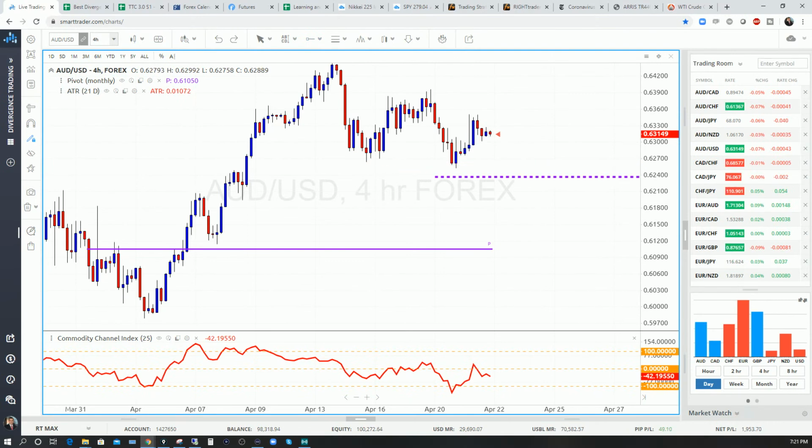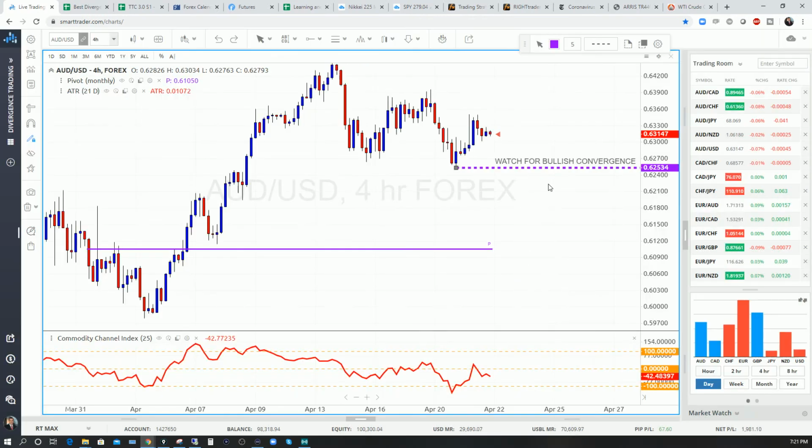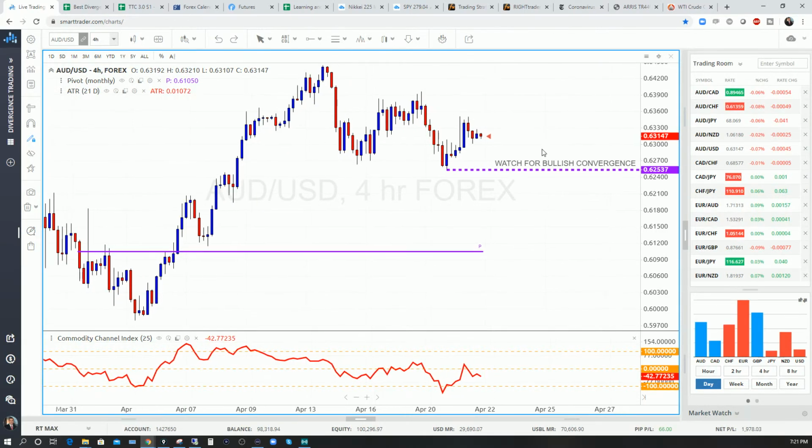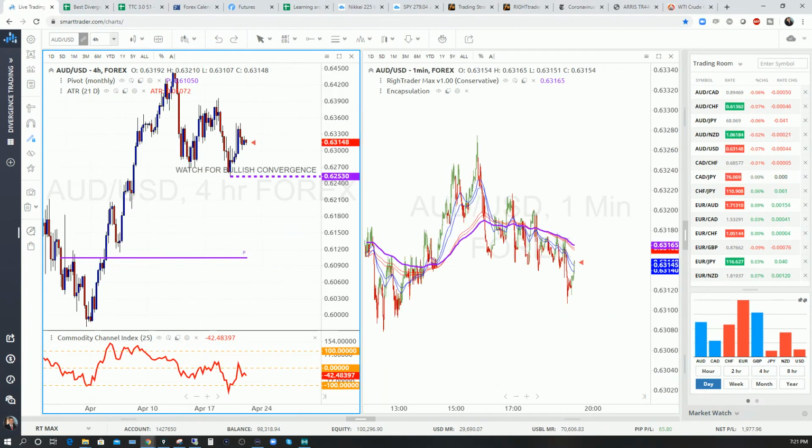Oh, I keep putting on the wrong low. There it is, that low. Right, so let's add right here. This is actually bullish convergence. So once it takes out that low, look for bullish convergence. Right now there is nothing. It's telling us the price can move down a little lower. All right, cool.